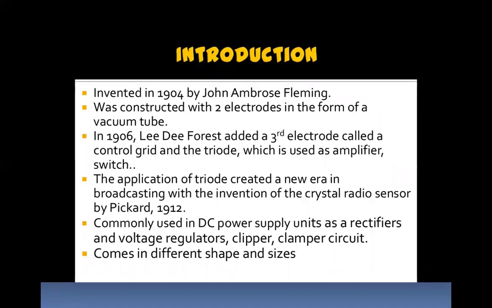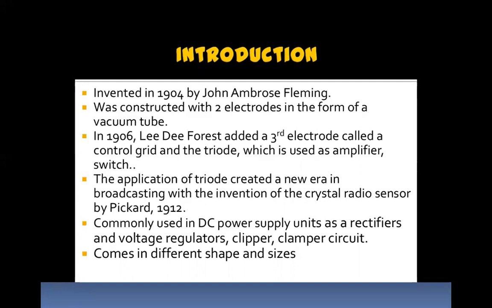Now, let's go back and understand how and when it was invented. It was invented in the year 1904 by the scientist John Fleming. Initially it was constructed with two electrodes, I mean that diode had only two terminals, one was the anode and the other was the cathode. And that was in the form of a vacuum tube. Now these vacuum tubes have been replaced by transistors, so we hardly use any vacuum tubes in practical examples.